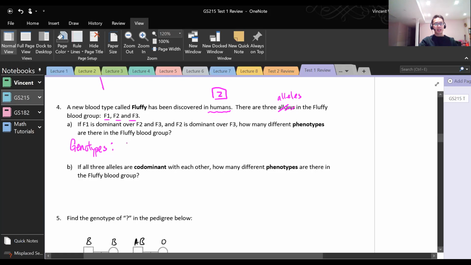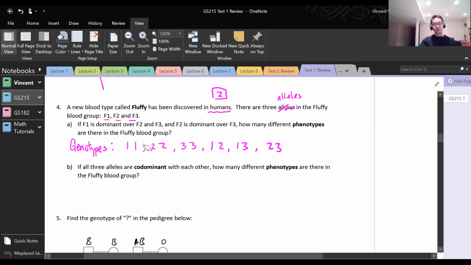We can have F1 and F1, so 1, 1. We can have 2, 2. We can have 3, 3. What are some other combinations? Please think about it. There could be 1, 2. There could be 1, 3, and then 2, 3. So the total of 6 possible combinations.